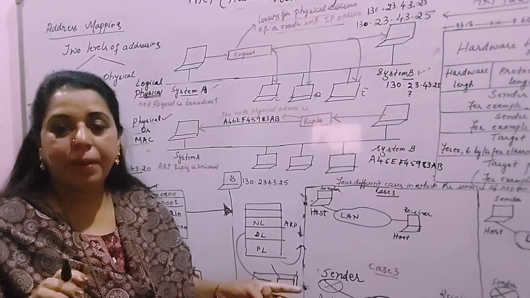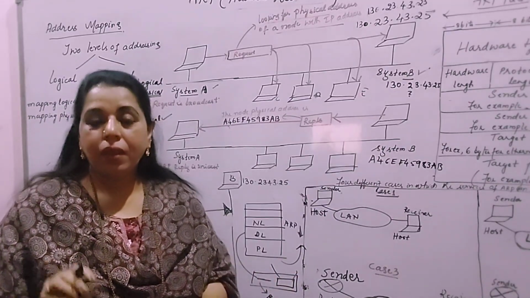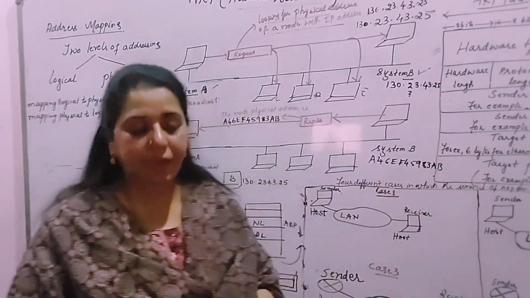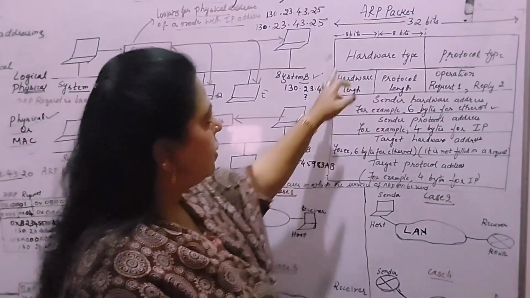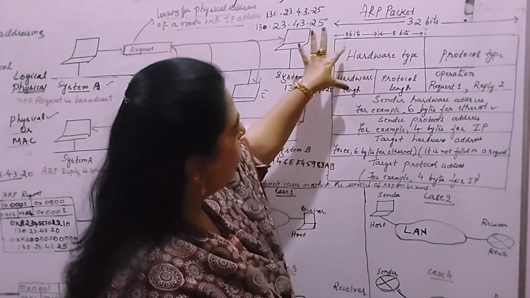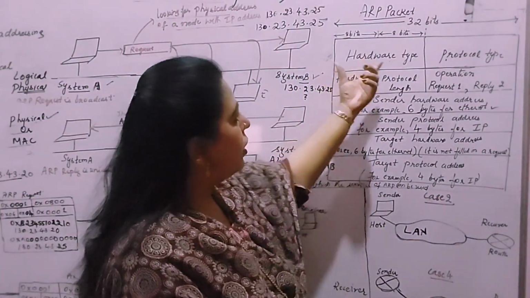The ARP reply now is having what? Only a unicast destination address. So how it works, unless you see the packet format, you may not have the clarity. So let me explain the packet format also. This is the ARP packet format. In the ARP packet format, you can see these many fields are there, and it is of 32 bits. What are the different fields?